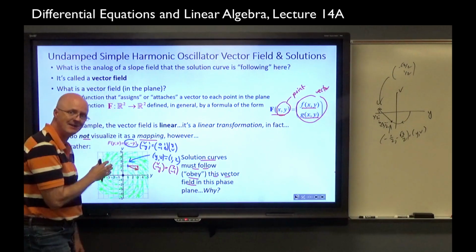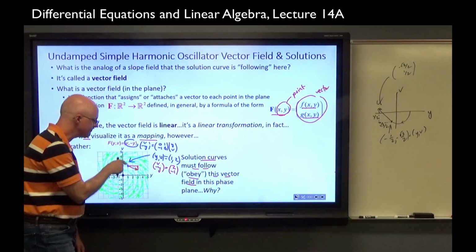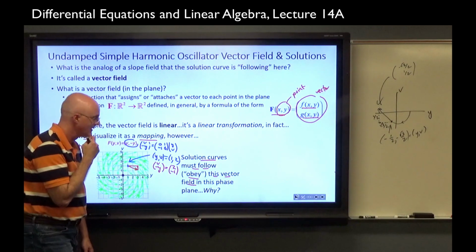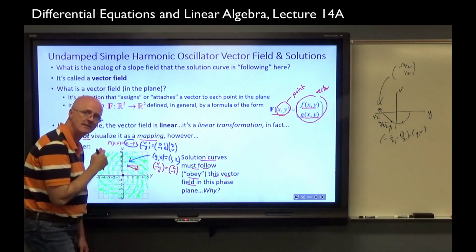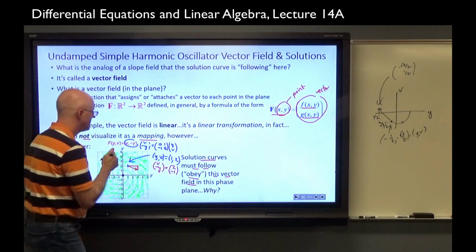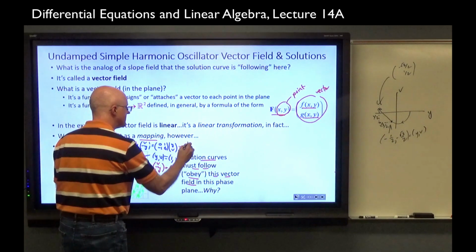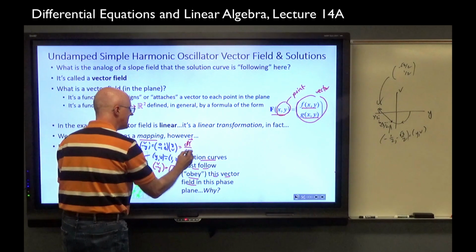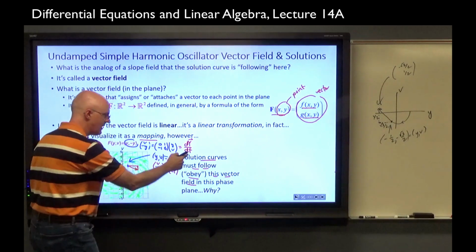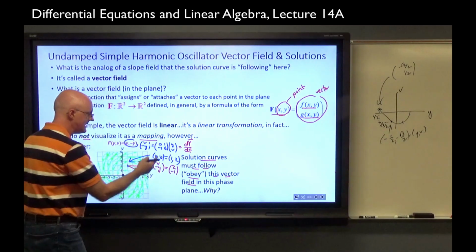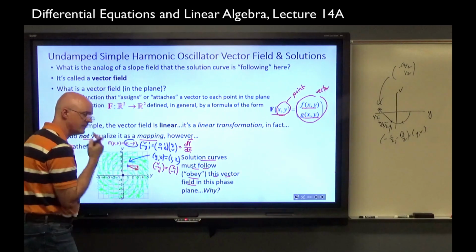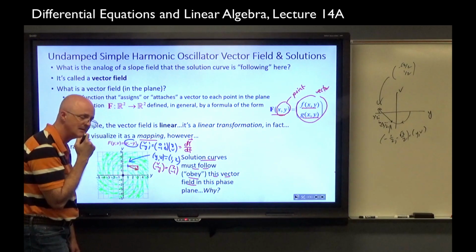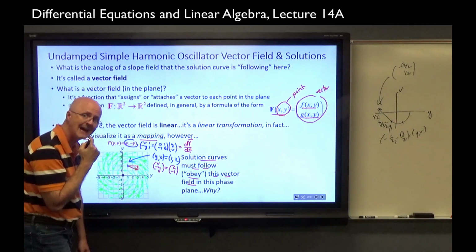Because the velocity vector for solution curves needs to match the vectors on the right-hand side of the system. This was equal to dY vector dt. That's the velocity vector for a solution curve. It's got to equal the output of the vector field at any given point you happen to be at, at any given moment in time.